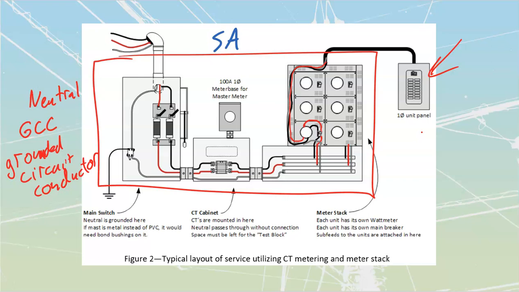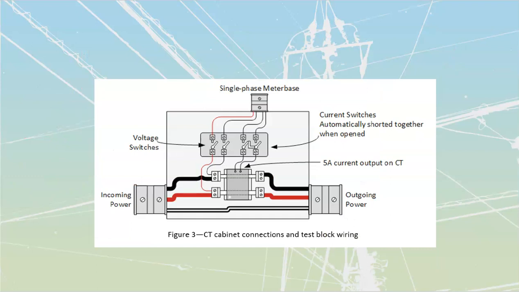Okay, we will have to have that space for the CT and the test block inside of here. Here's a zoomed-in picture of what the CT cabinet itself actually looks like. If you take a look at the incoming side over here, incoming power is going to feed through the CT. It's a bar type of CT, so the red line feeds right through to the other side.